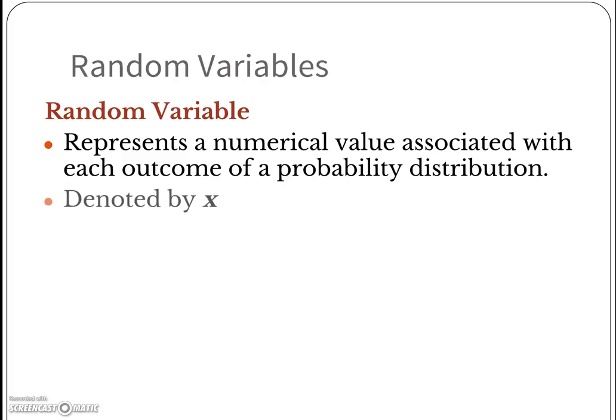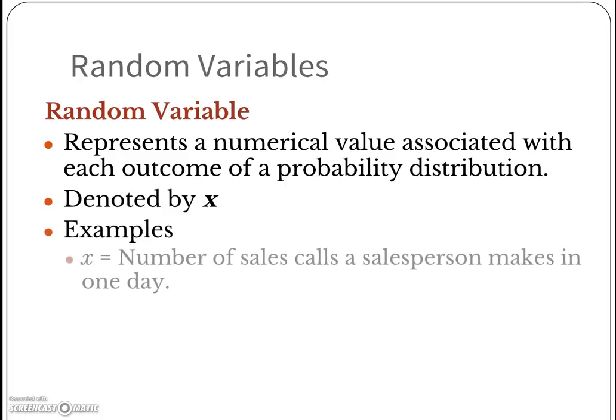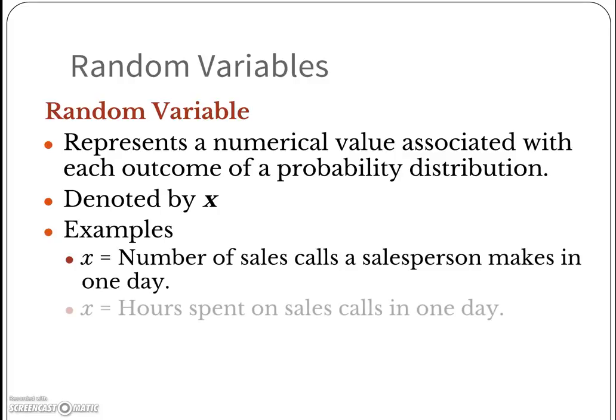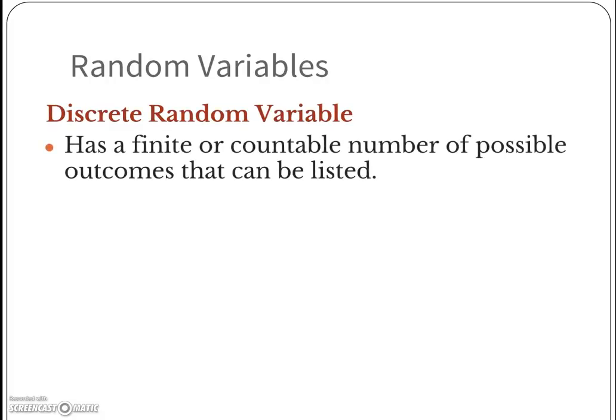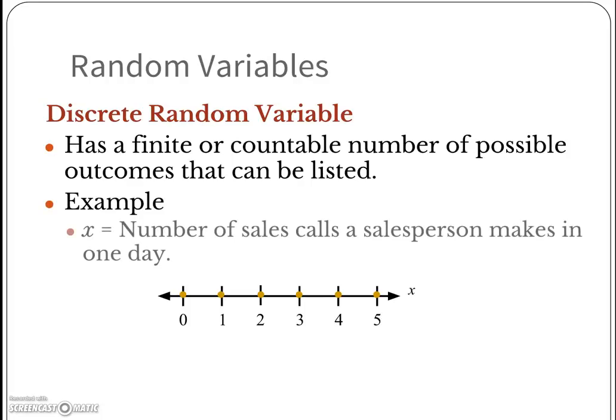Okay, first off, we have a random variable, which represents a numerical value. We usually call it x, and it's associated with some sort of outcome of a probability distribution. For example, the number of sales calls a person might make in one day, or the number of hours spent on calls in a particular day. So that would be what a random variable is. Then you have what is specifically a discrete random variable, and it has a finite or countable number of possible outcomes that can be listed. For example, the number of calls a salesperson can make could be 0, 1, 2, 3. It's a discrete or countable list.